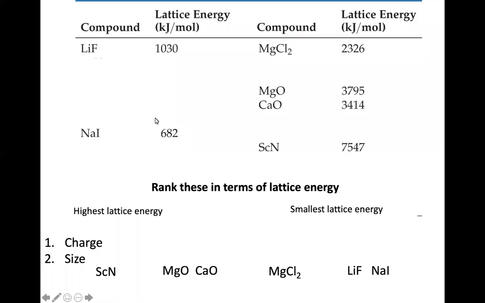+1 and -1, much, much smaller. This explains why in our Born-Haber cycle, when I kept saying, oh, the lattice energy is the key. The lattice energy is the key. That's the one that makes the entire process exothermic.